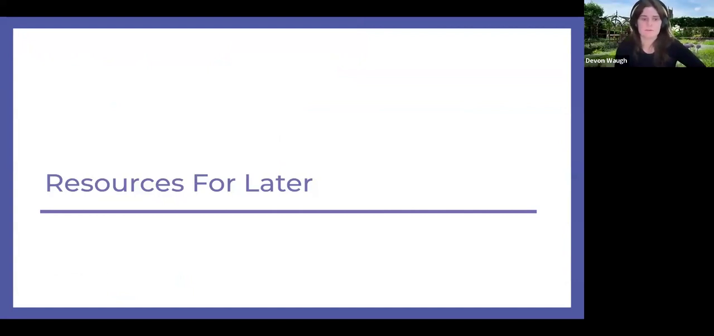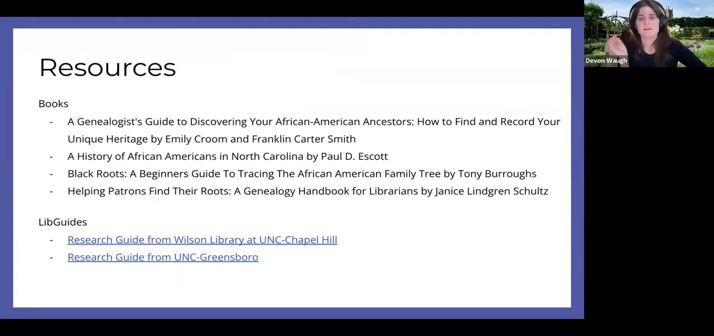I do want to get into resources for later. Here are some books that are helpful, some that are just focused on African American genealogy in North Carolina, like the one by Paul Escott. That is useful for family names, for finding plantations, and really building out that search post 1870.